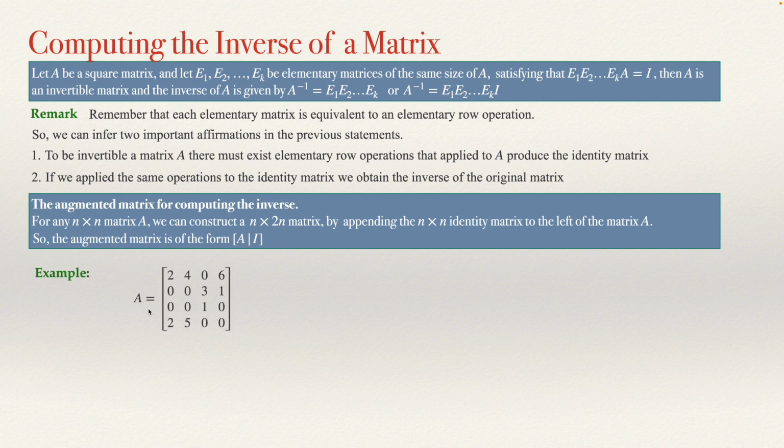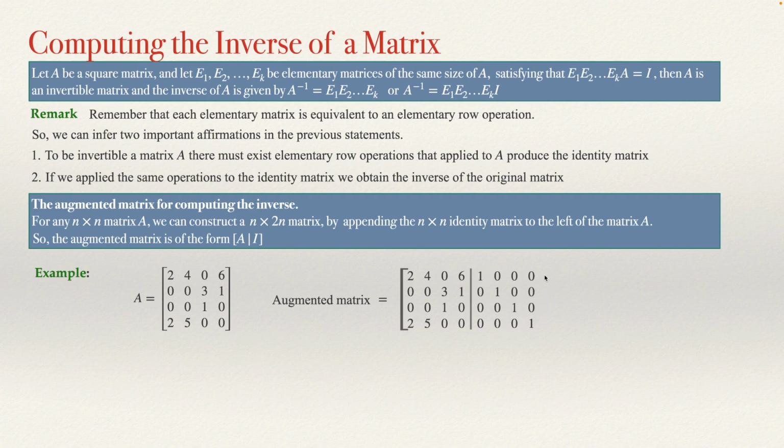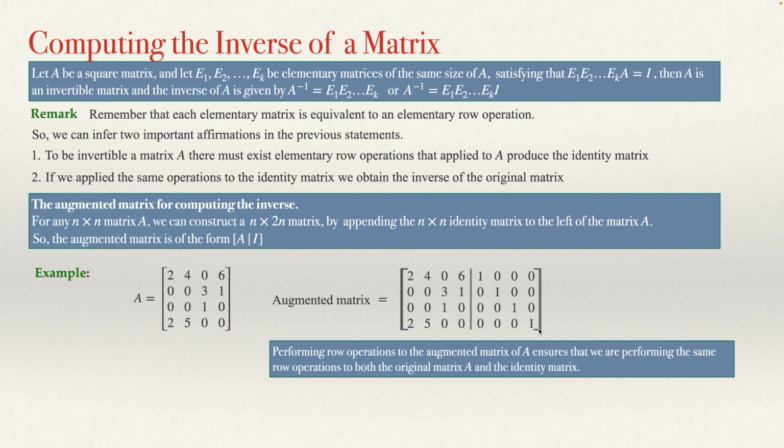For example, if we have this matrix and I want to construct the augmented matrix for computing the inverse, what I'm going to do is put beside A the identity of size 4 by 4. So the augmented matrix will be this same matrix that we have, and I'm going to put the identity of the same size at the other side. Obviously, at the end we're going to have a matrix that has the same number of rows but double the number of columns.